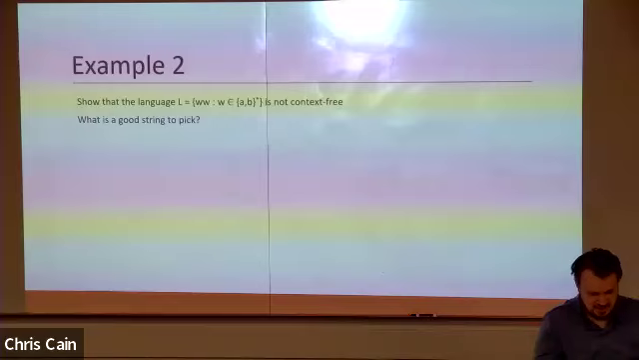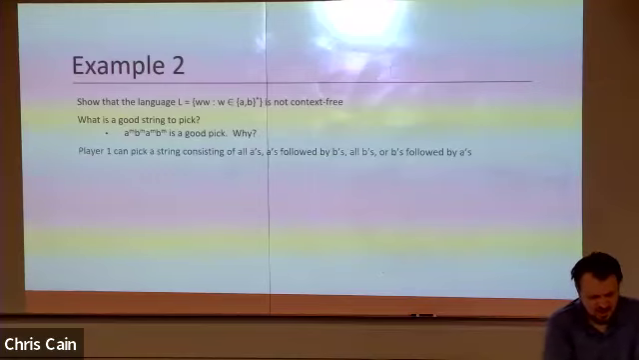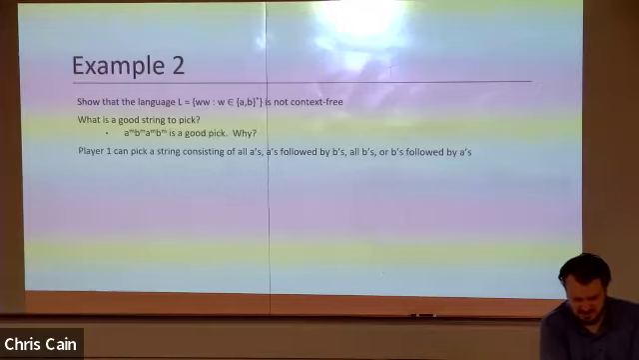So we found a better string was A to the M, B to the M, A to the M, B to the M. The reason this works out so well is we can break this down into 3 cases. We know that the length of VXY has to be less than or equal to M. So that means that we only have 3 cases. VXY is all A's, all B's, or some A's followed by B's, or some B's followed by A's. So really 4 cases, but 2 of them are going to turn out to be very similar.